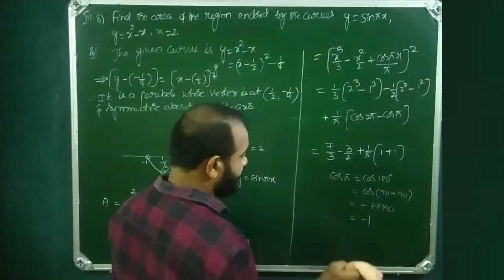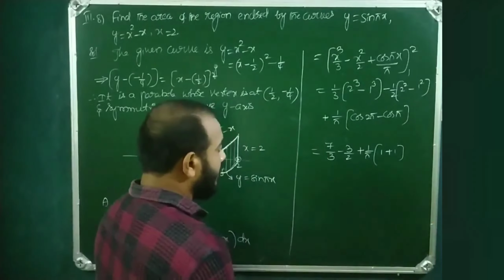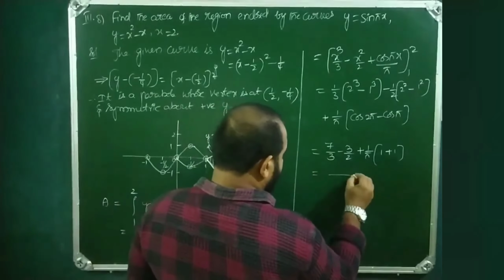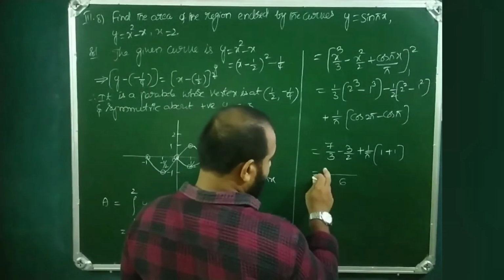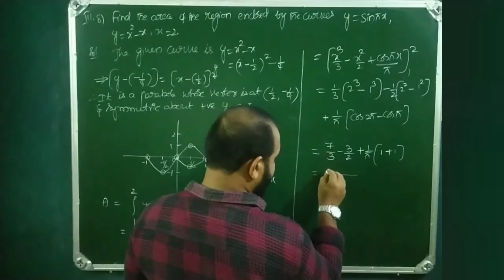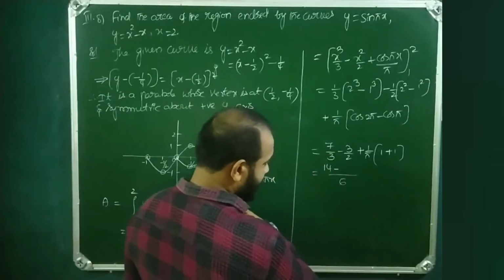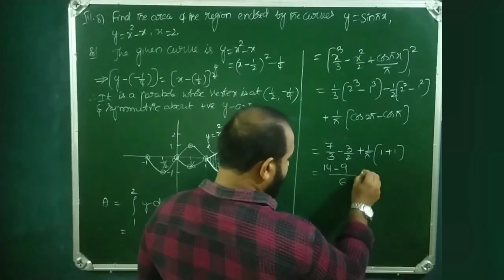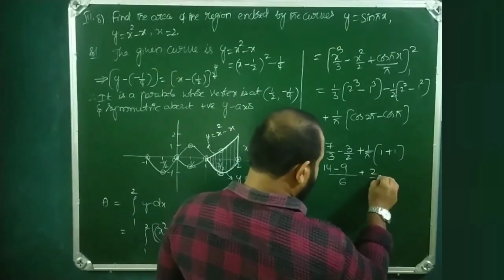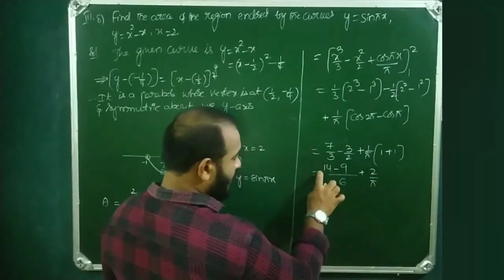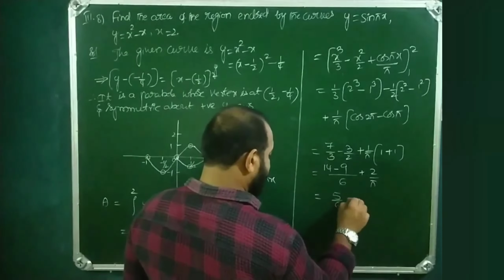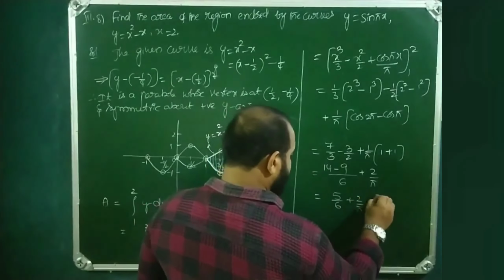So that is equals to, if you find the LCM here, 3 2s are 6. So 7 3s are 14 minus 3 3s are 9, plus 1 plus 1, 2 by pi. This is equals to 14 minus 9 is 5 by 6 plus 2 by pi square unit.